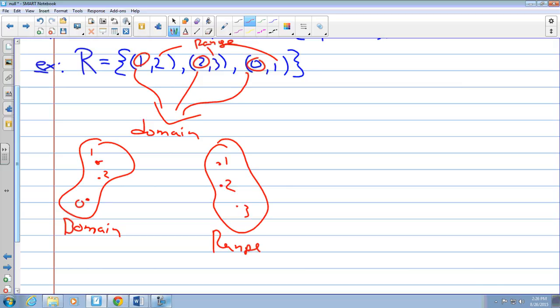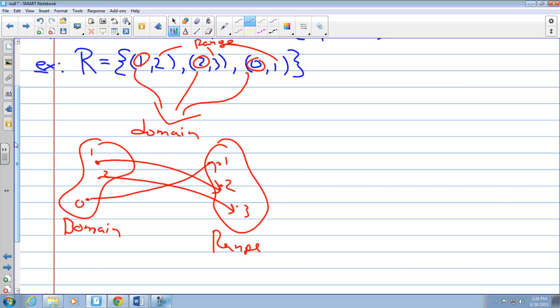So 1 relates to 2, 2 relates to 3, 0 relates to 1. And I'm only pointing in one direction. Doesn't work back. Right? So any kind of graph that you ever saw is a relation. Circle is a relation. Squiggly line is a relation. Line is a relation. It's a relation between x and y, right?